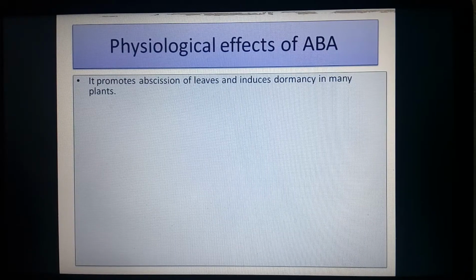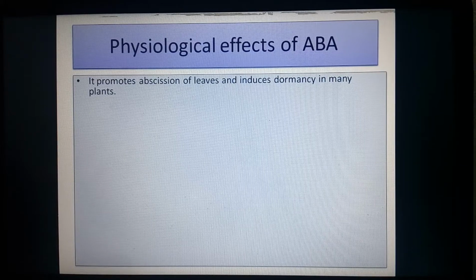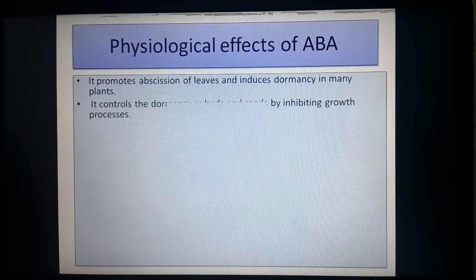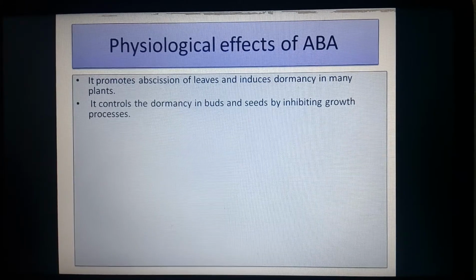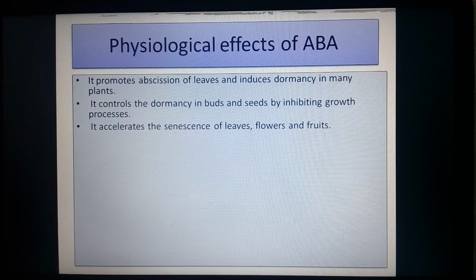But here we are going to consider it a growth inhibitor. It does not allow the plant to grow, but instead of growth, with the help of this hormone, it ensures the life of the plant. It promotes the abscission of leaves and induces dormancy in many plants. It controls dormancy in buds as well as seeds by inhibiting the growth process, by inhibiting the process of germination.